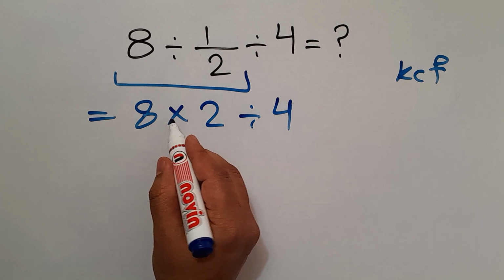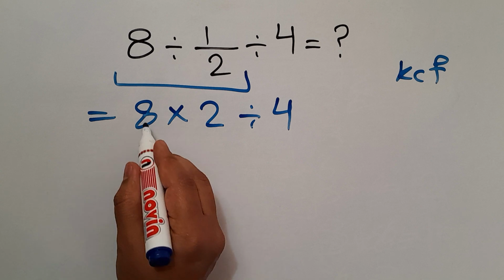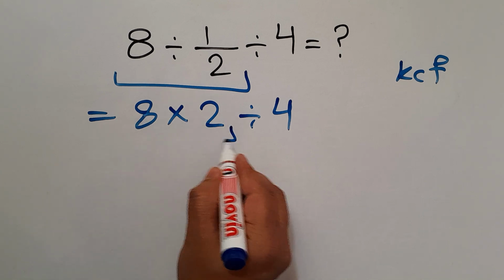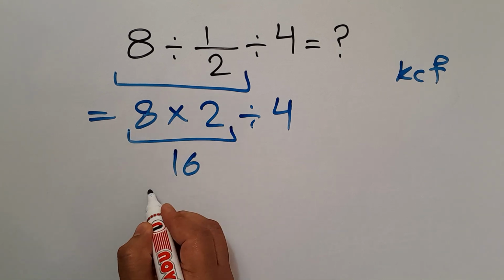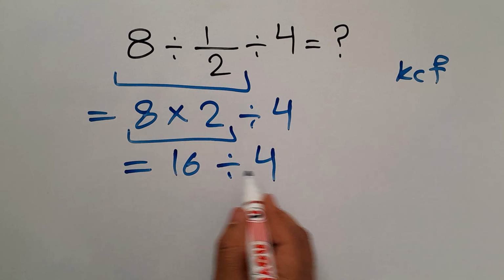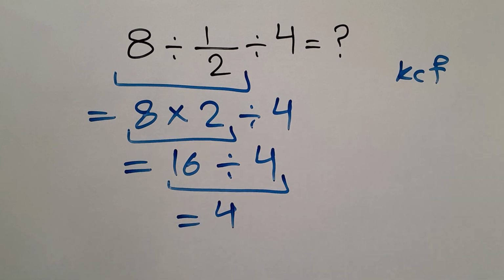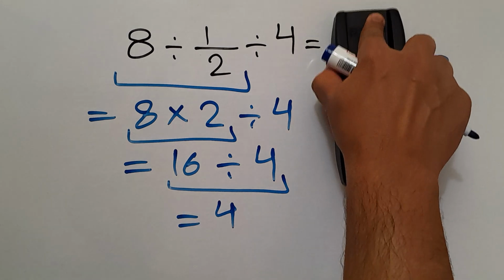As we know, multiplication and division have equal priority and we have to work from left to right. So first 8 times 2, which equals 16. And we have 16 divided by 4. And 16 divided by 4 is just 4. So our final answer to this problem is just 4.